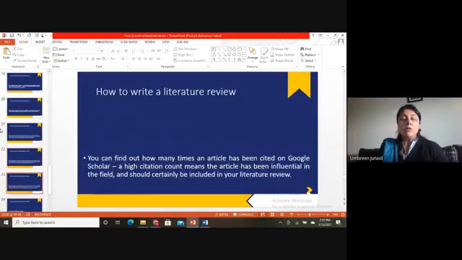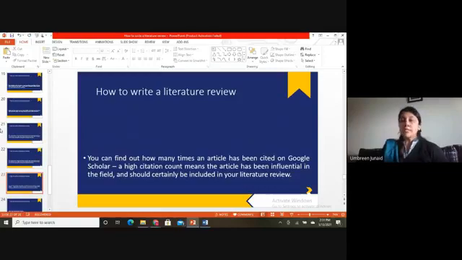You can find out how many times an article has been cited on Google Scholar. A high citation count means the article has been influential in the field and should certainly be included in your literature review. ये बहुत important है. ये जरूर आप check करें that how many times this article has been cited.